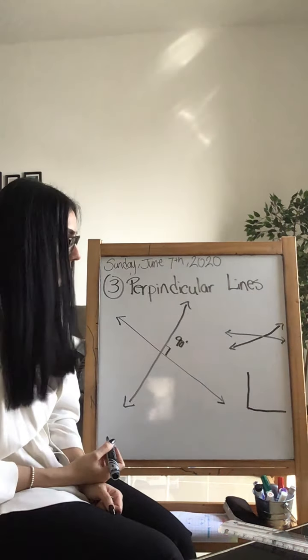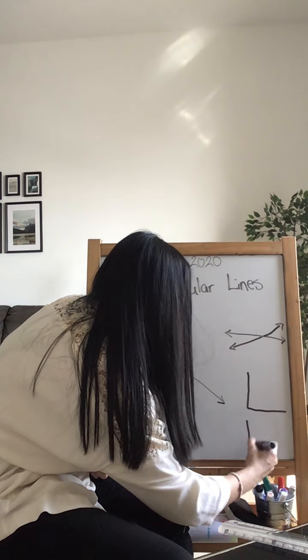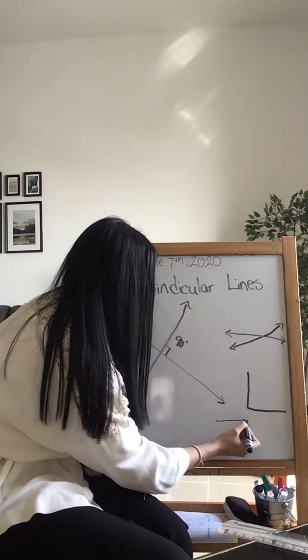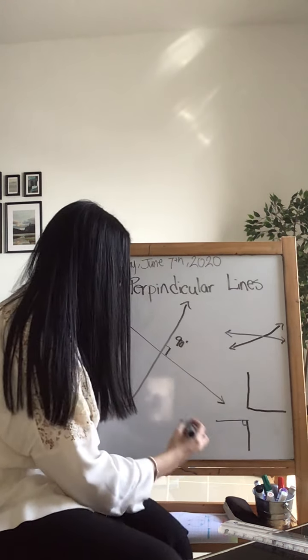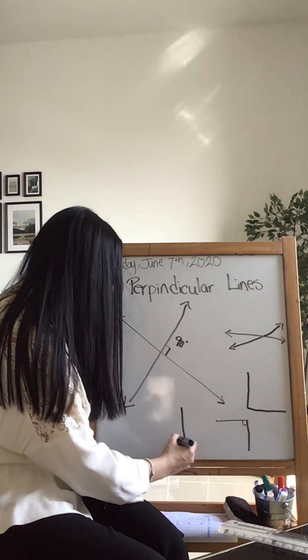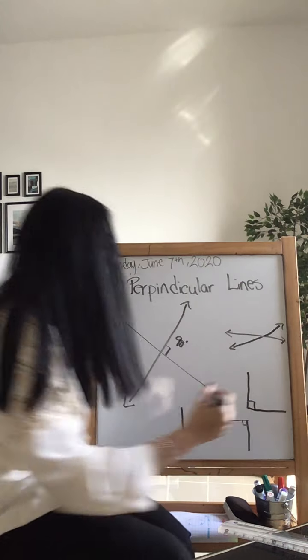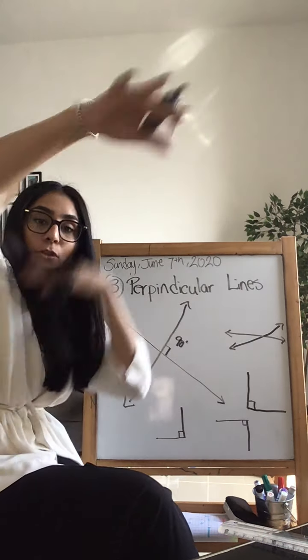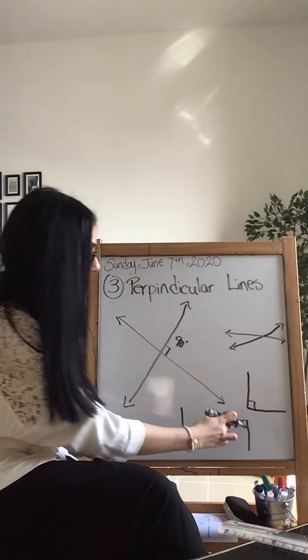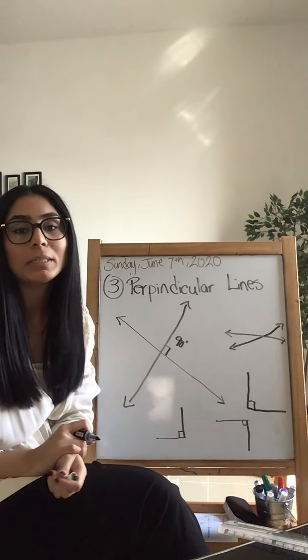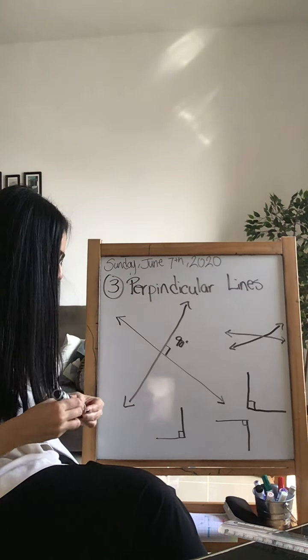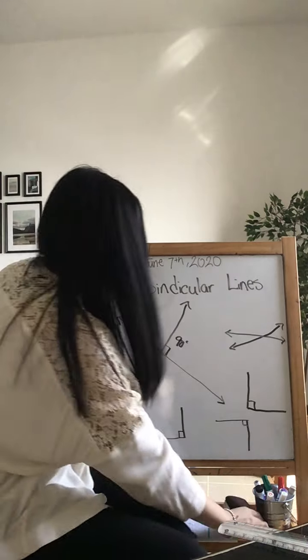That is a 90-degree angle, right? Or I could do a backwards L. That's a 90-degree angle, right? I could do it this way. That's a 90-degree angle. It doesn't matter where they intersect, it's anywhere that there is a perfect L. Whether you turn around the L, these are all 90-degree angles, and these will all be perpendicular lines. Okay? And let's write that down actually. Let's write this over here.